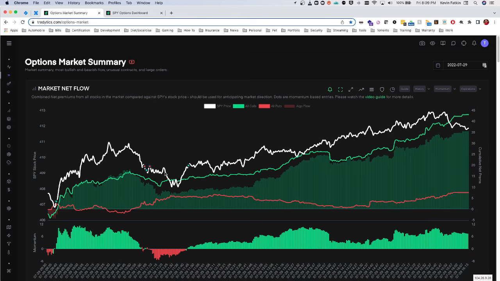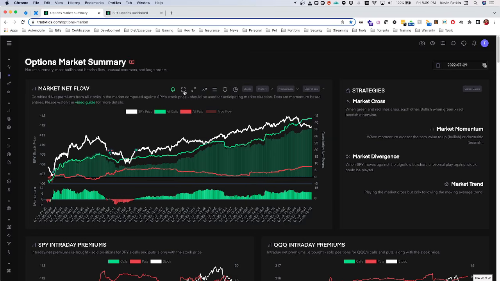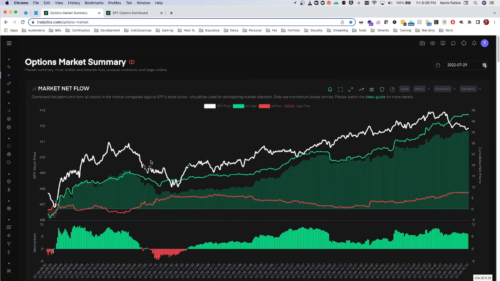And we were clued in that this reversal, that we would start moving up again, because of the way net flow looked. It remained bullish despite SPY's price falling. And that divergence is another very powerful strategy. And then lastly, when we talk about market trend, there's a couple ways to use this.